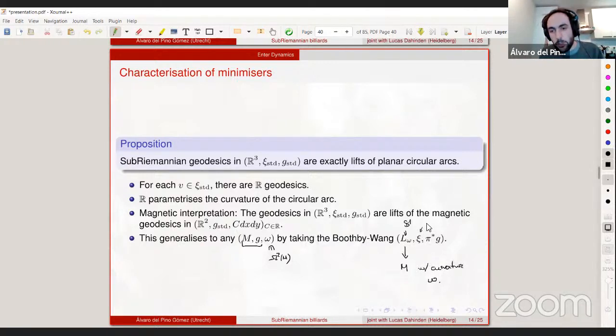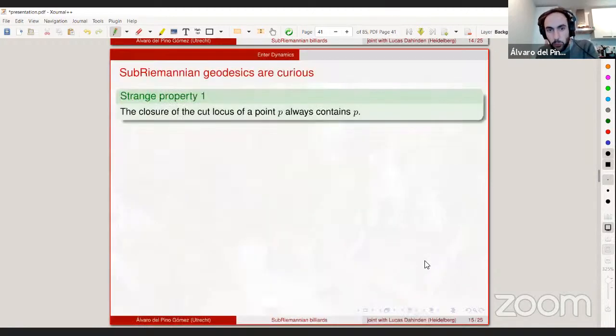Now you can take a connection, and this will be your distribution. And you can lift the metric by pullback. And now what you will get is that the subriemannian geodesics in this bundle correspond exactly to all the magnetic geodesics whose strength is proportional to omega. Okay, cool. So let's move on.